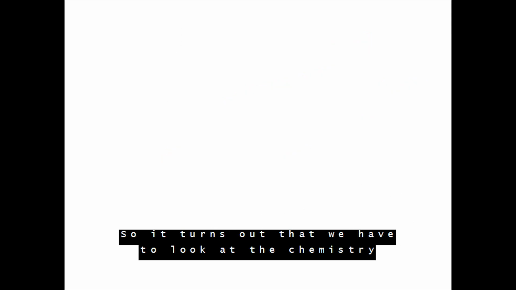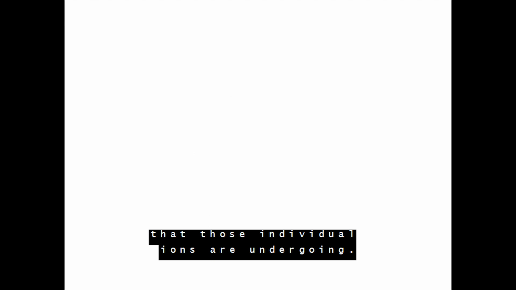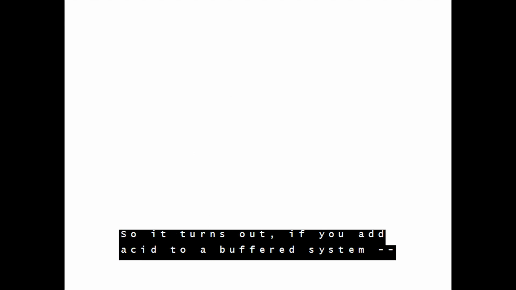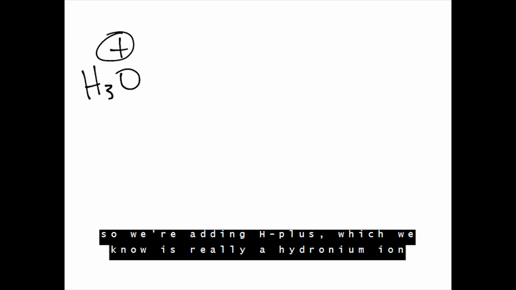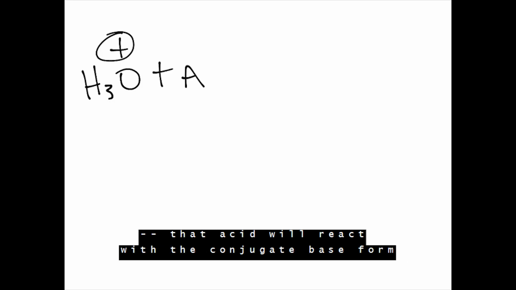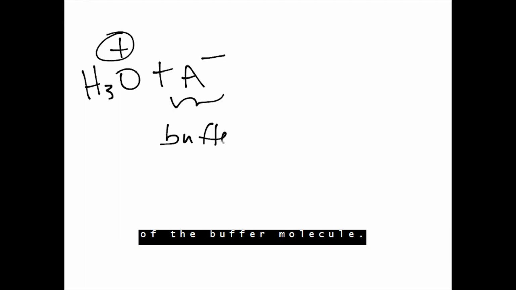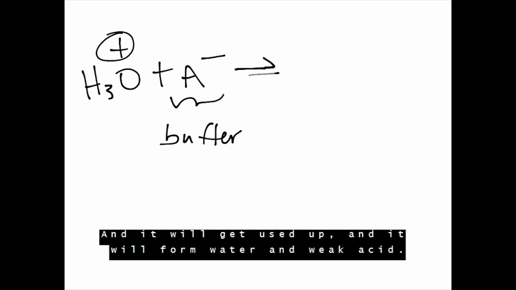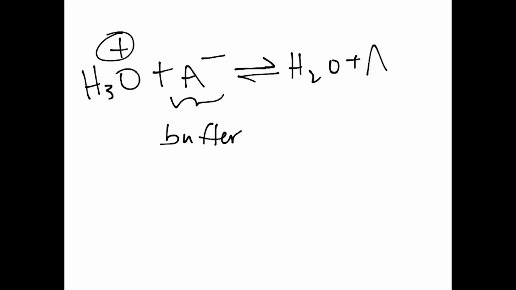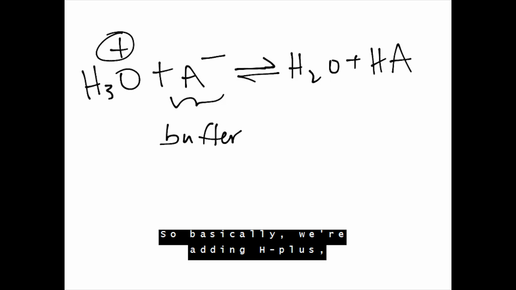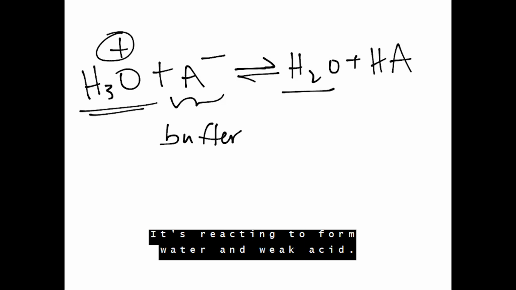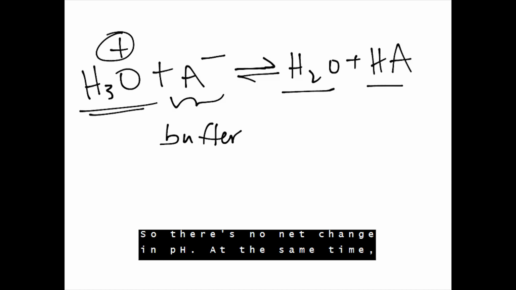So it turns out that we have to look at the chemistry that those individual ions are undergoing. If you add acid to a buffered system, so we're adding H+, which we know is really a hydronium ion, that acid will react with the conjugate base form of the buffer molecule, and it will get used up, and it will form water and weak acid. So basically we're adding H+, but it's not staying free. It's reacting to form water and weak acid, so there's no net change in pH.